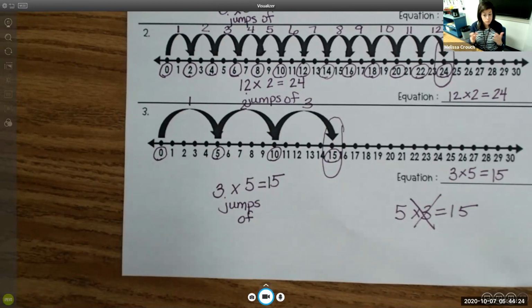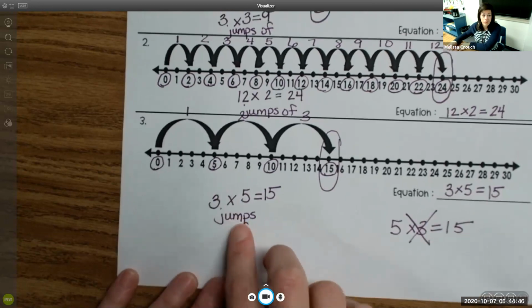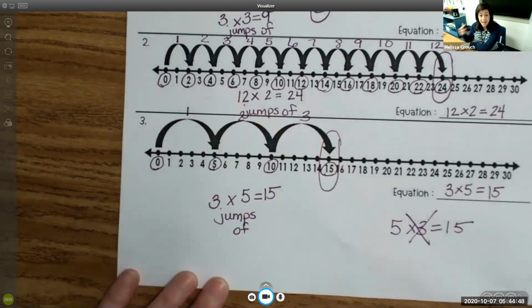But while the fact is correct, 5 times 3 does equal 15, that is not what my model is showing. My model is not showing 5 jumps of 3. My model is showing 3 jumps of 5. So make sure that you've watched the video and you understand that this is jumps of. And I'm writing it in because I myself have to remind myself that it's jumps of.